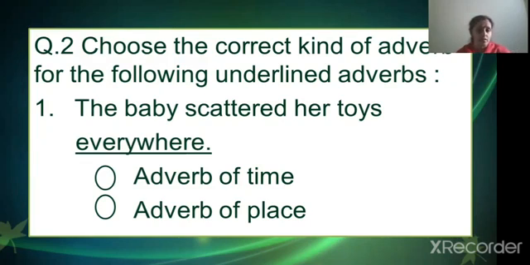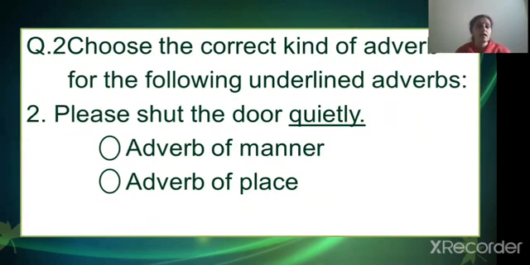The first sentence here is the baby scattered her toys everywhere. The options given to you are adverb of time and adverb of place. So which will be the correct option? Everywhere. Right? So we're talking about the place. So everywhere is adverb of place. So let's click on that and select it. I hope everything is clear, children. Yes? Now let's move to the next question.